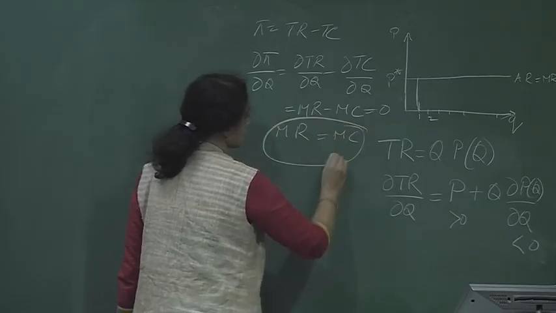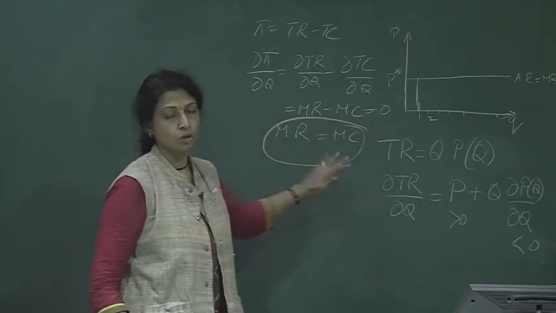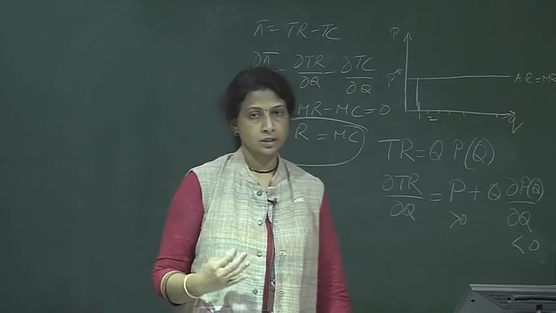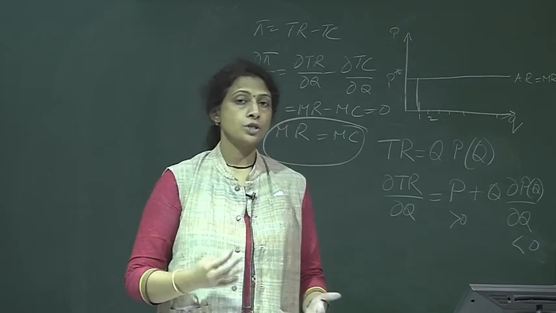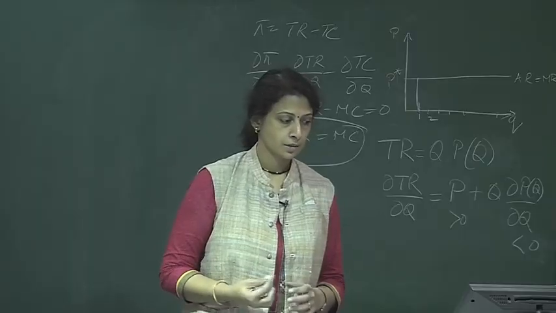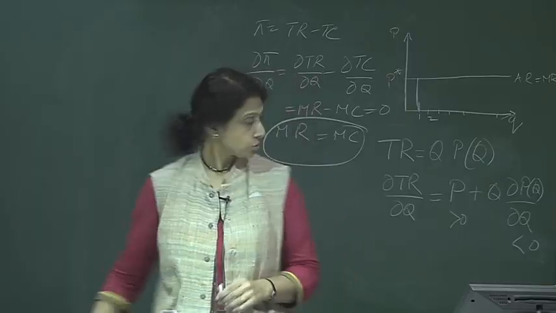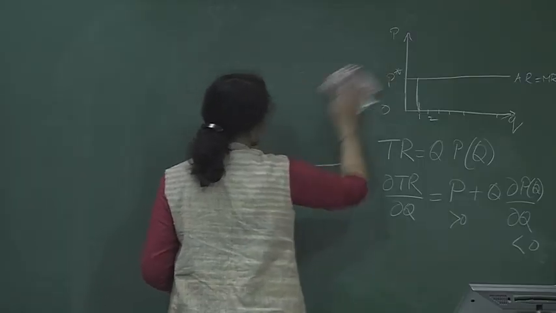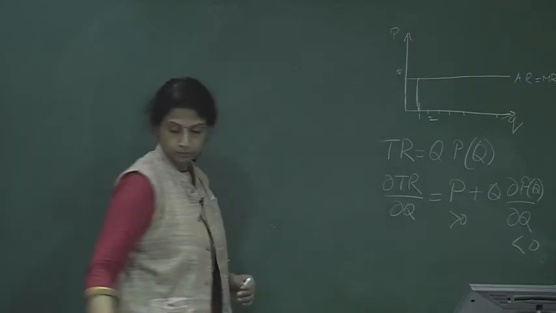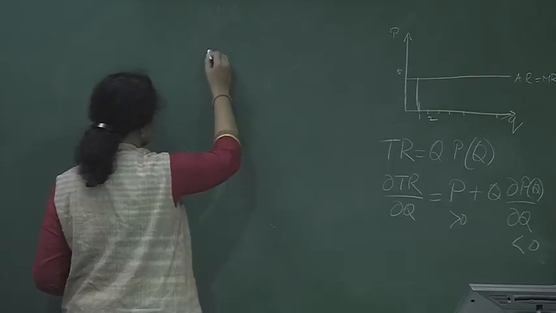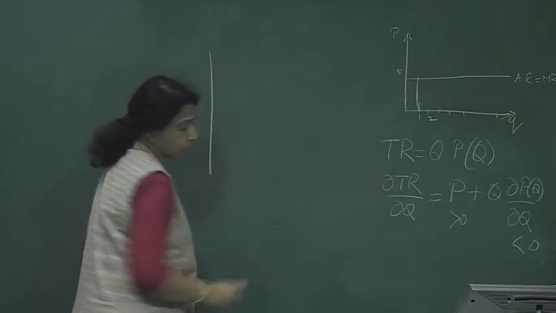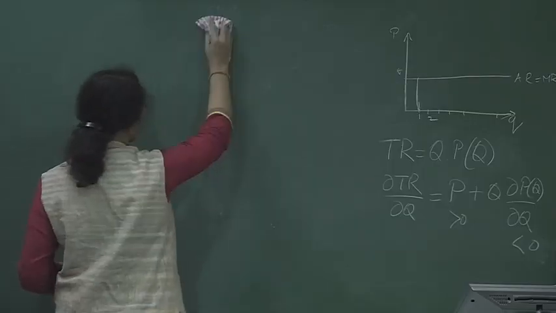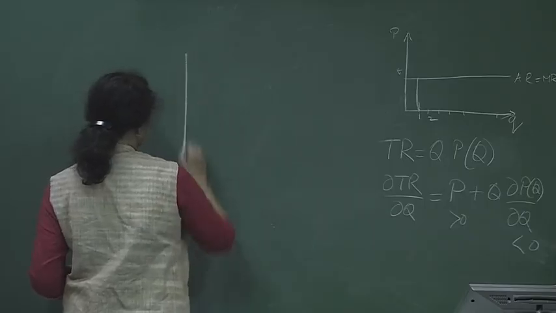So, MR is equal to MC is always our profit maximization condition, no matter what market structure we are discussing. So, it is the same. So, when we know that MR is equal to MC is our profit maximization condition, let us see what the equilibrium looks like in the case of a monopolist.